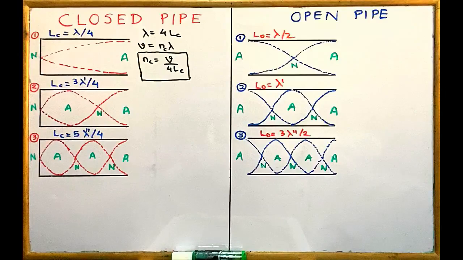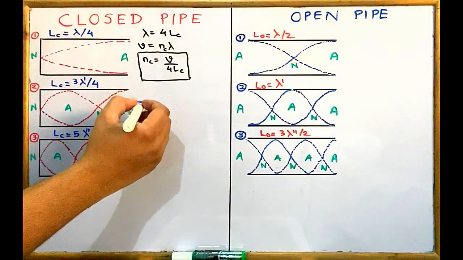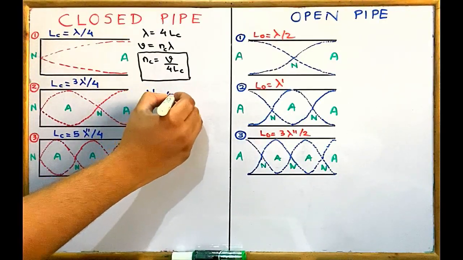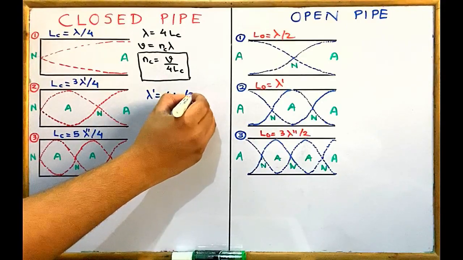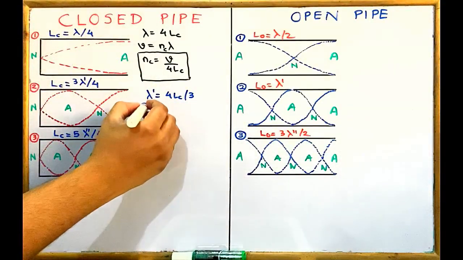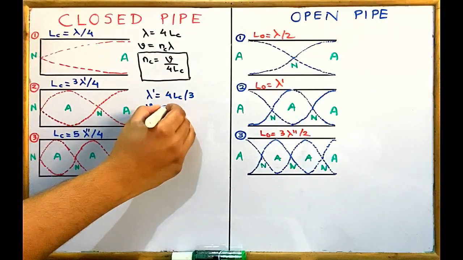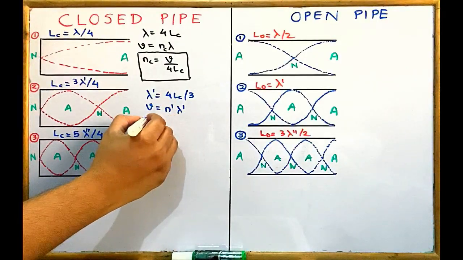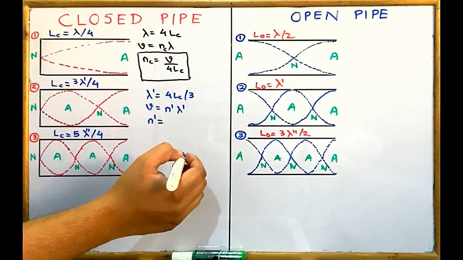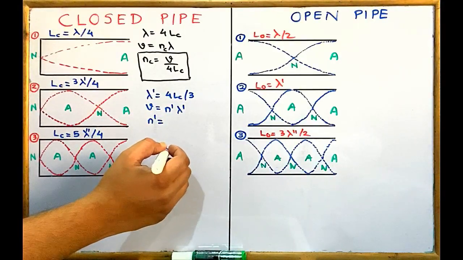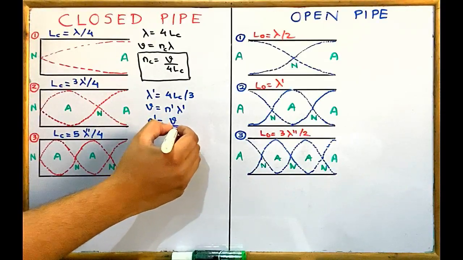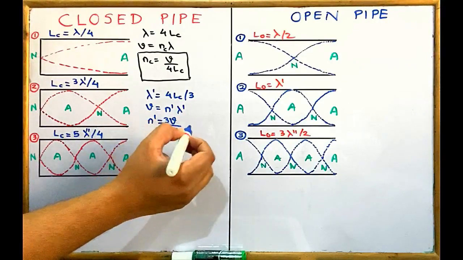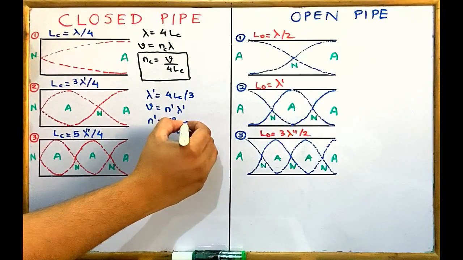Okay, now what about the first overtone? So I'll use a different color. So I can now say lambda dash is going to be 4LC divided by 3, okay, from here, and therefore the velocity is going to remain the same, but the wavelength has changed, the frequency has changed. So let's call it as n dash, lambda dash. So I'm going to get n dash, right? What is it going to be? It's going to be V by lambda dash, but lambda dash I know is 4LC upon 3 goes in the numerator, or in other words, I am getting what?